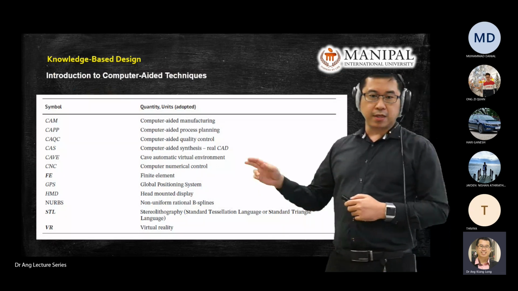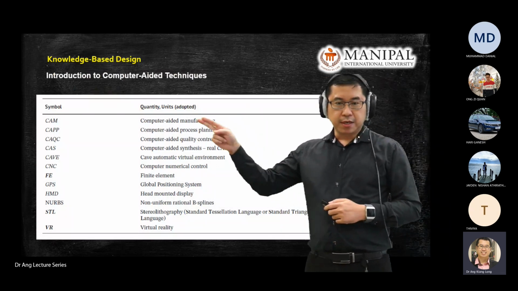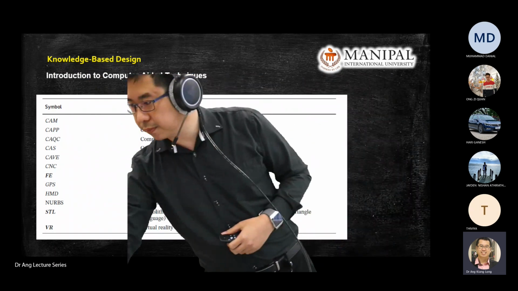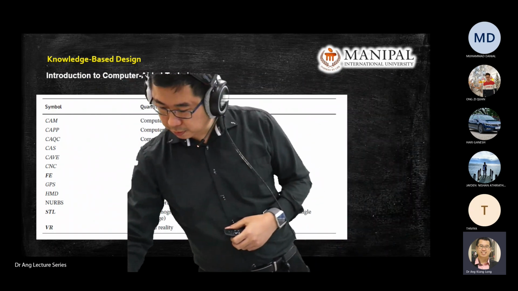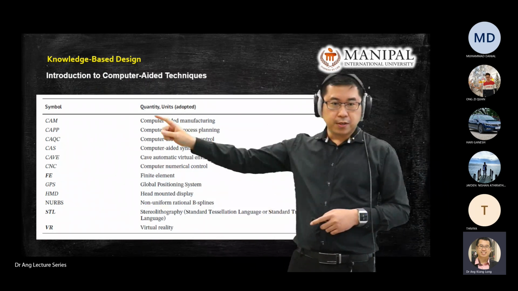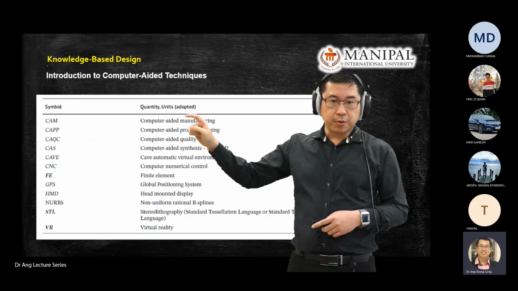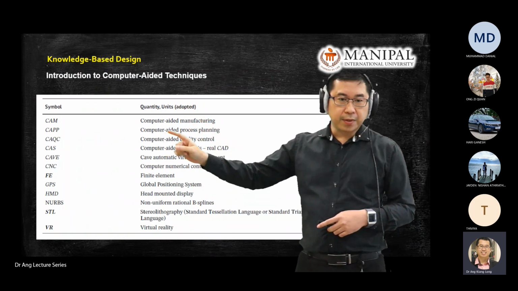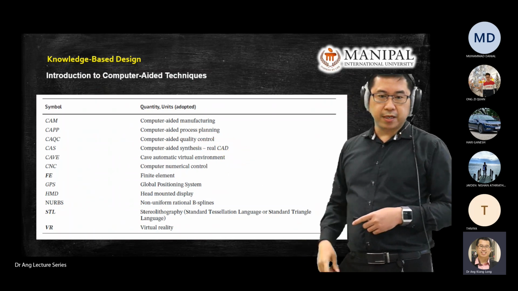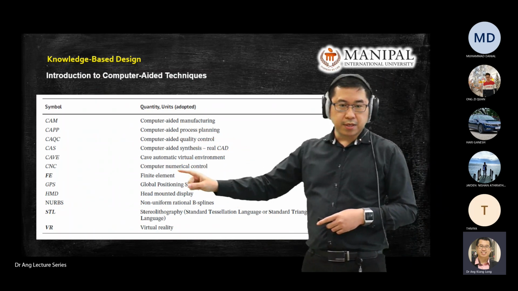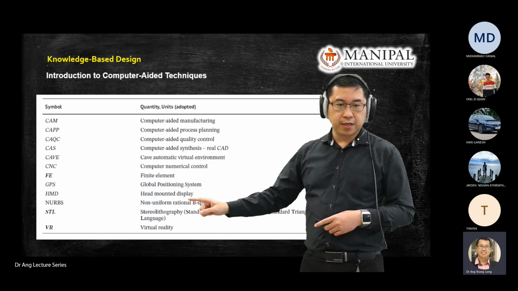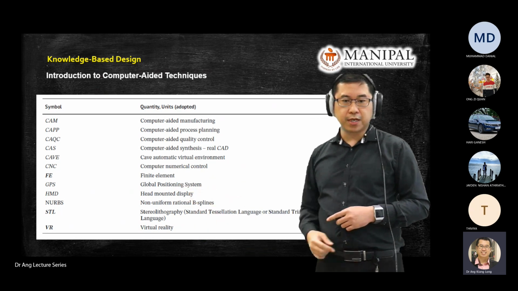So these are the names that we will use for computer-aided techniques. For example, CAM, computer-aided manufacturing, CAPP, computer-aided process planning, CNC, finite element, FE, virtual reality, and so on.